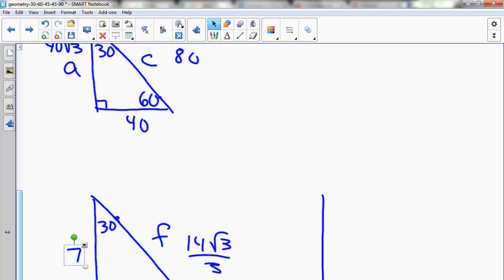Let's do one really, really simple. Okay, so let's put that as a 30. And this time, let's call this 10 square root of 3. Okay, so that's my long leg. All right, what would my short leg be then? 10, does that make sense? We divide by square root of 3, so the square root of 3 will go away.